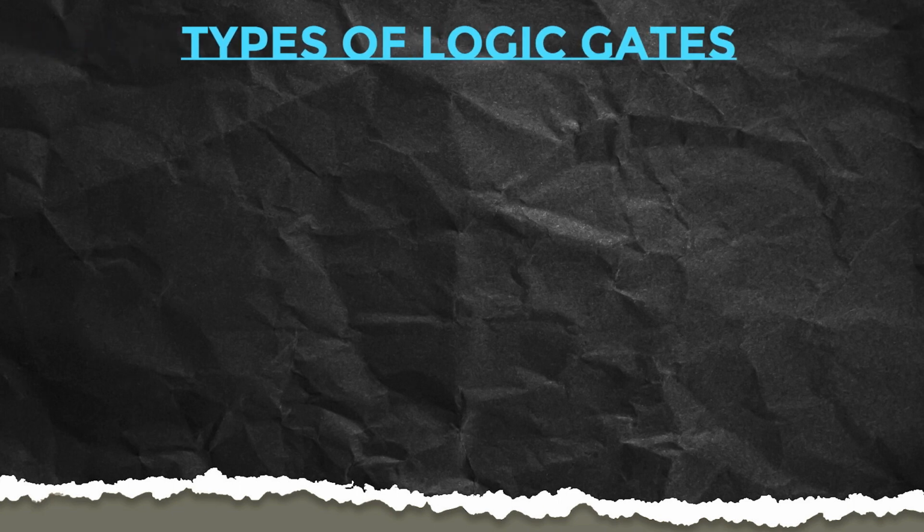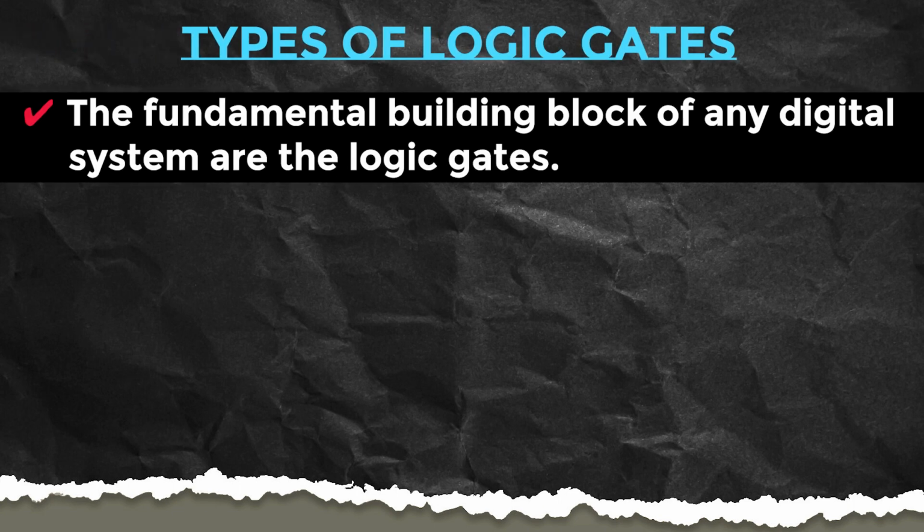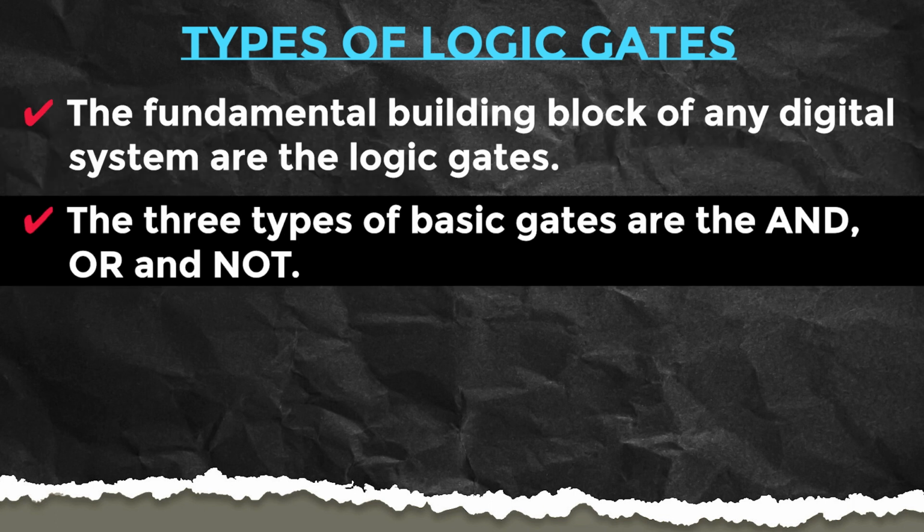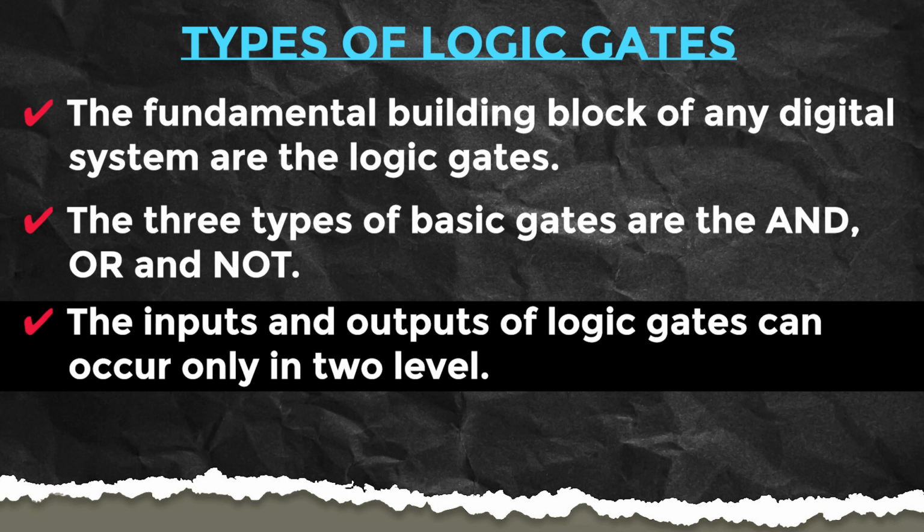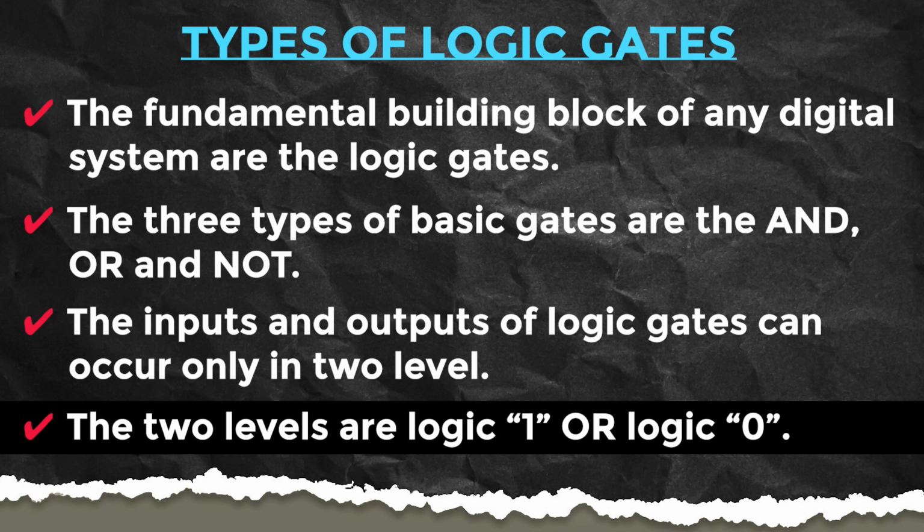The types of logic gates. The fundamental building blocks of any digital system are the logic gates. The three types of basic gates are the AND, OR, and NOT gate. The inputs and outputs of logic gates can occur only in two levels. The two levels are logic 1 or logic 0. We will first come to the AND gate.